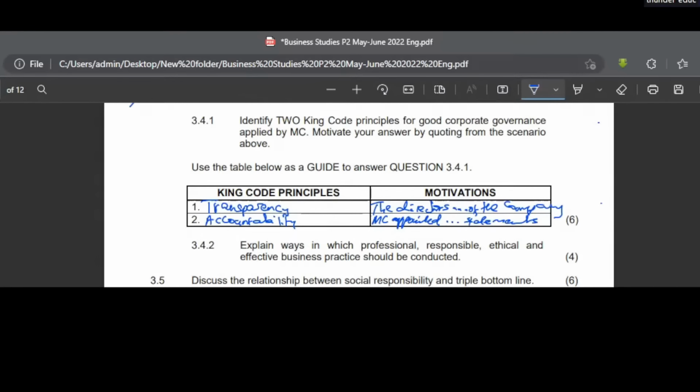3.4.2. Explain ways in which professional, responsible, ethical, and effective business practices should be conducted. If you check, we have 4 marks, and 4 marks call for how many? It calls for 2 points.